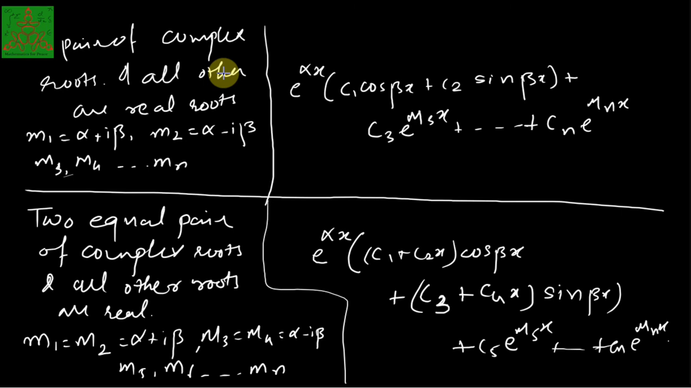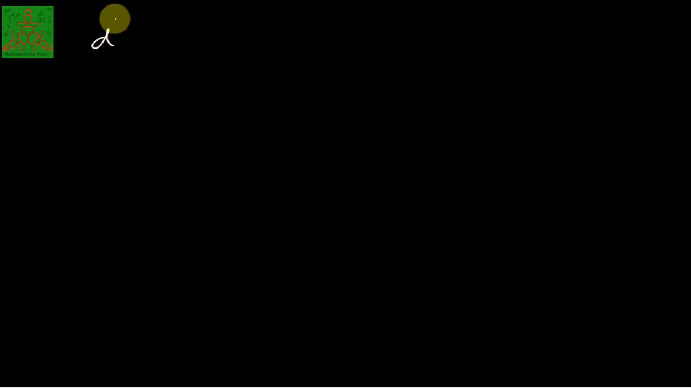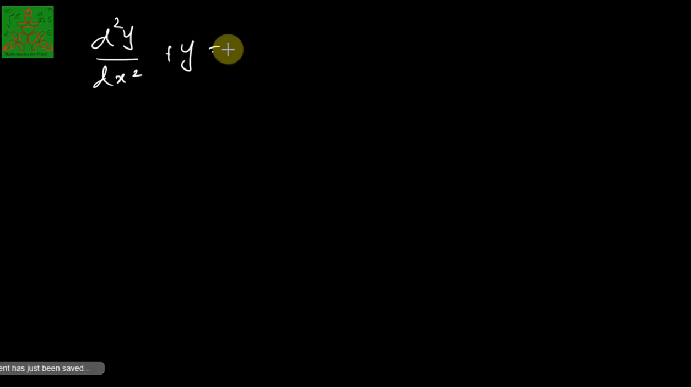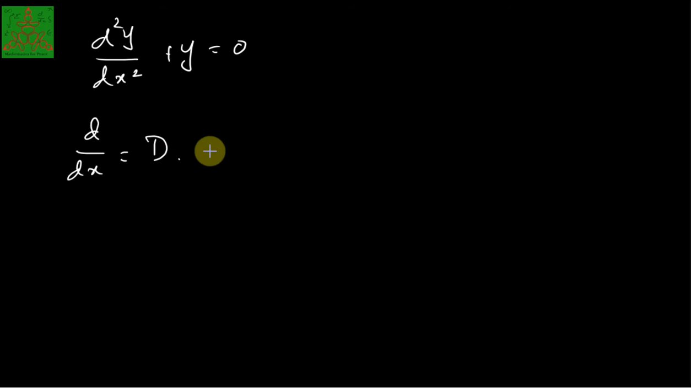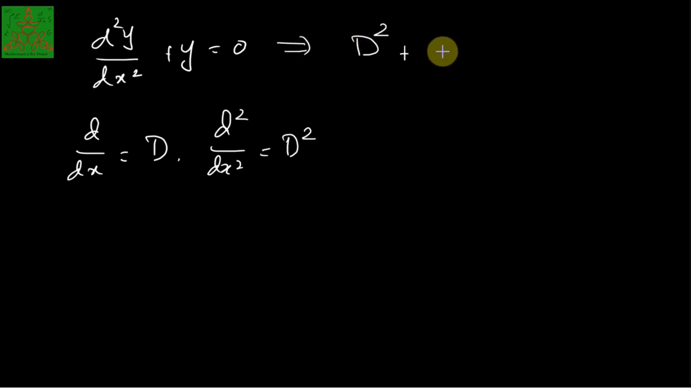Now let us solve some examples regarding complementary functions. The first example that I am taking is d square y by dx square plus y equal to 0. If I write d by dx as D and d square by dx square as D square, this equation can be written as (D square plus 1) y equal to 0.